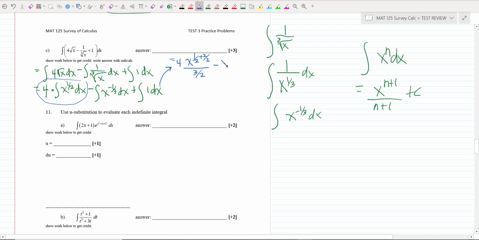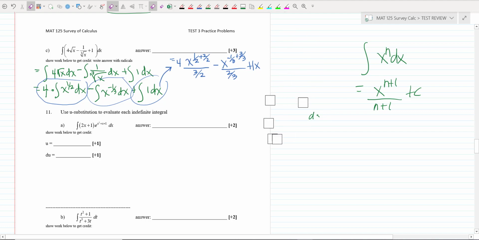Go to the next one. We have x to the negative 1/3. Add 1 to it. Add 3/3. The result is 2/3, so divide by it. And then finally, the integral of 1 is just plus 1x, and then we'd have our plus c. Okay, now this is just not simplified, so we need to do just some basic simplification. All right, so what we'd have is 4x to the 3/2. When you divide by a fraction, what are you doing really? You're multiplying by the reciprocal. Okay, so we got that.